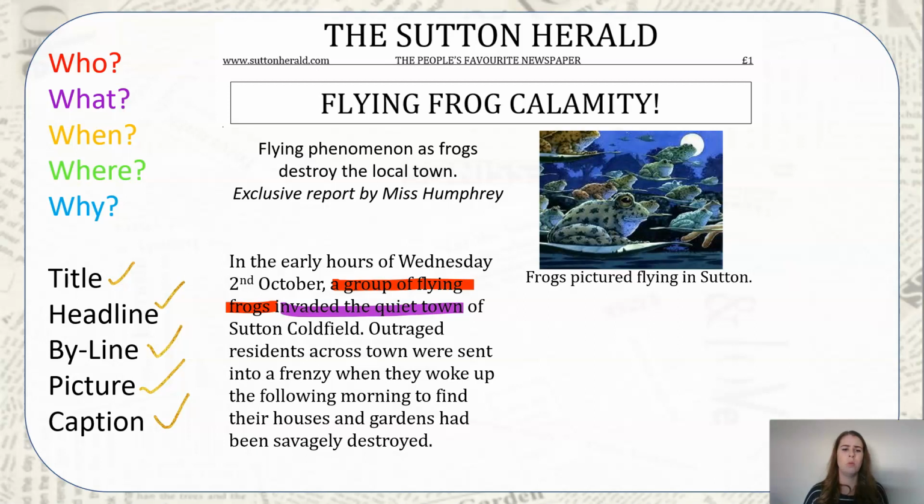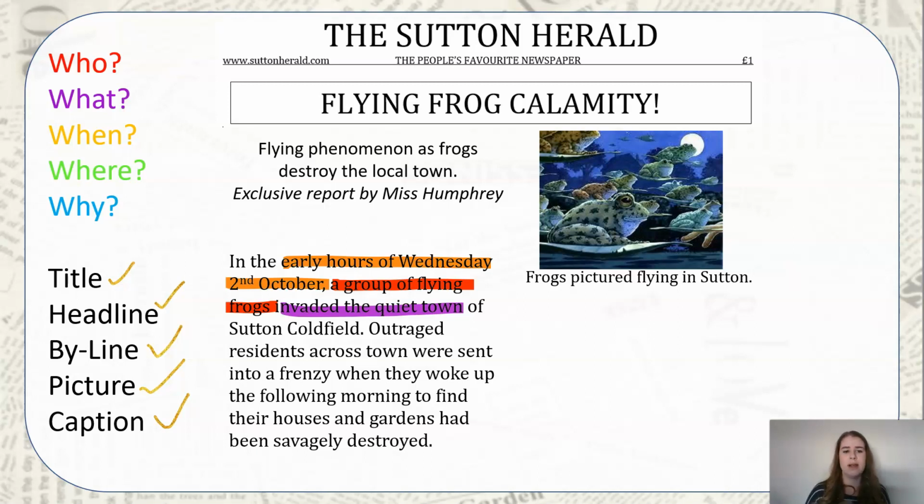Then I think about, well, when did this happen? So I'm looking for a time. I'm looking for a date. Okay, I'm looking for a number or a time. So here it says the early hours of the 2nd of October. Now we know the early hours means the morning. So we're talking between midnight and 4 or 5 o'clock in the morning because that's really early morning.